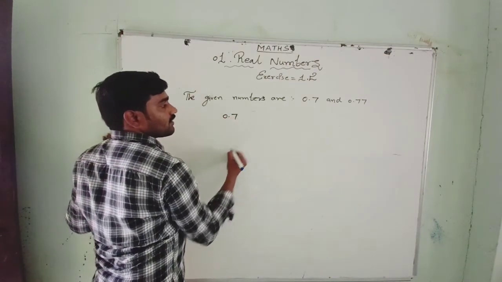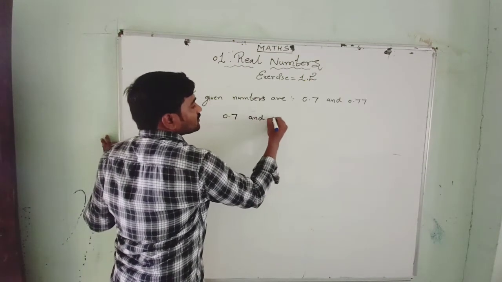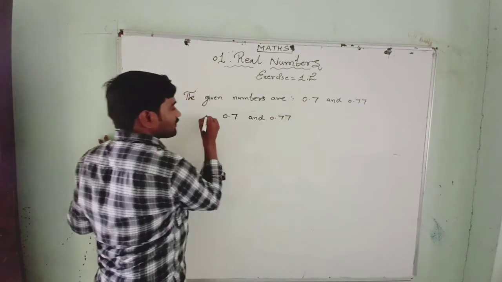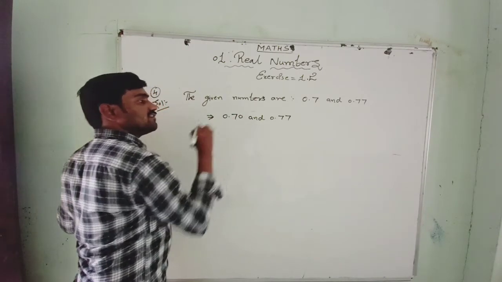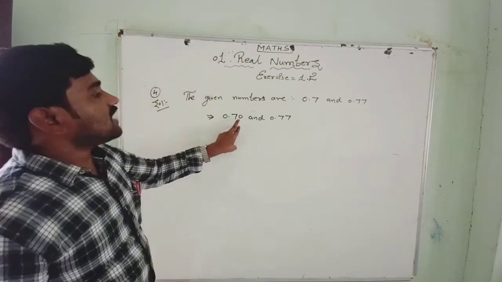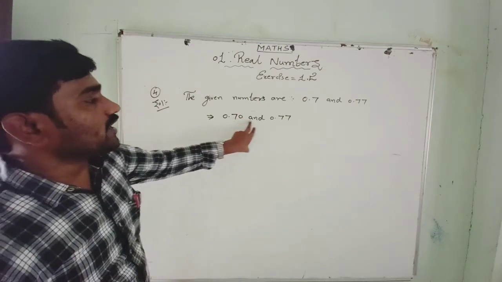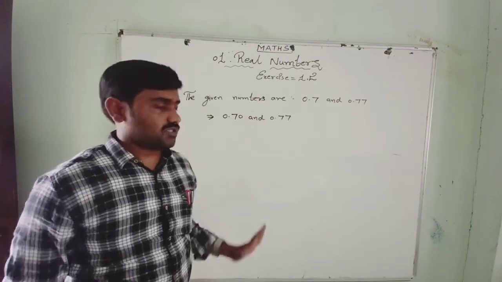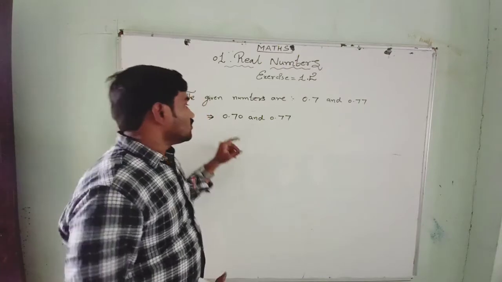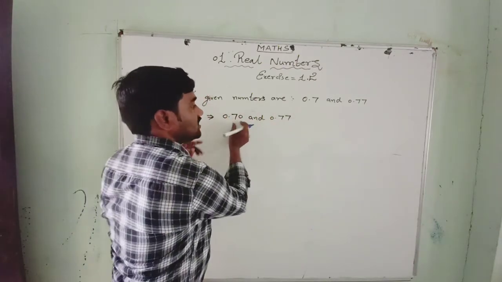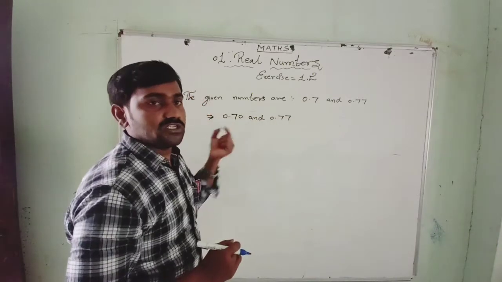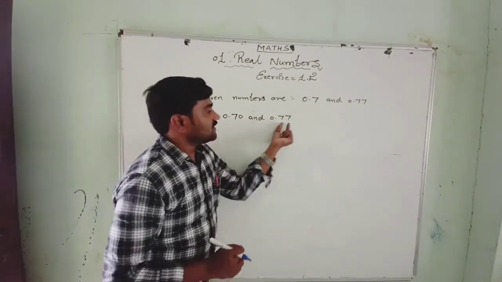0.7 and 0.77. This 0.7 I will write as 0.70. That means after this 7, if you put any number of zeros, there is no use. There is no change also. So it can be written as 0.70 and 0.77, that is 70 and 77.